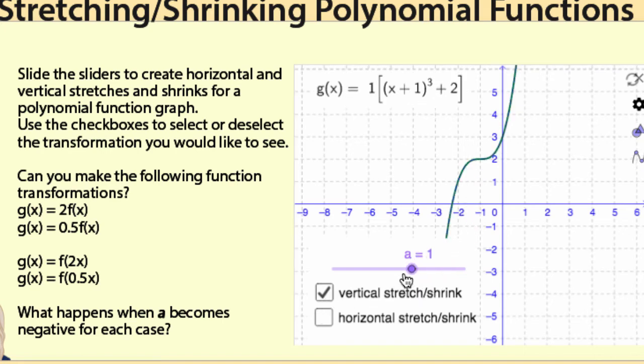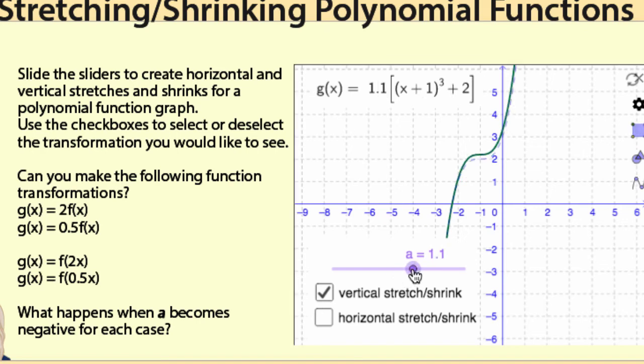And what if I wanted to do a vertical reflection? What I would do is change the a value to make it negative. So if I make it negative 1, that is just a vertical reflection. And if I made it a different negative number, it would be a vertical reflection combined with a vertical stretch or shrink. Let's look at horizontal.